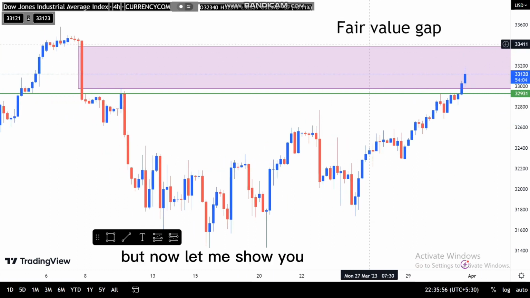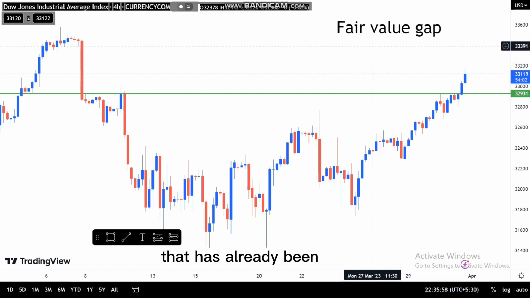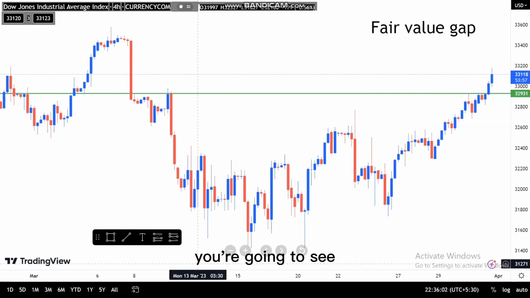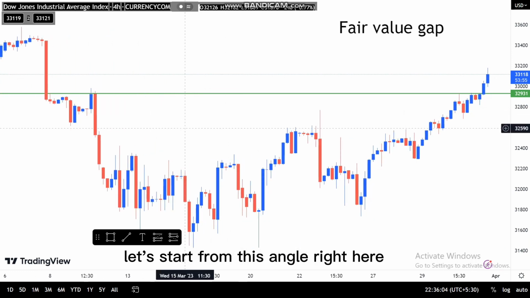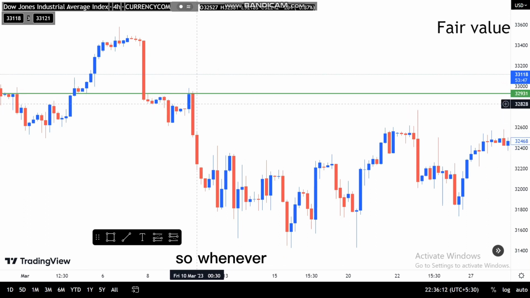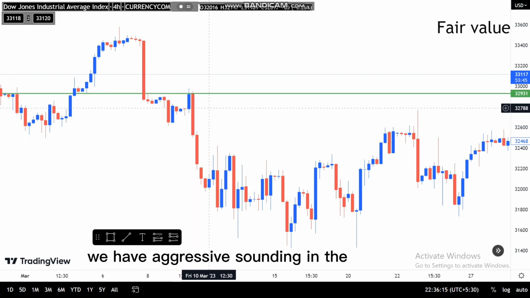But now let me show you a fair value gap that has already been filled. So guys, when I zoom back here, you're going to see. Let's start from this angle right here. When you see this massive drop, guys, look at this massive drop. We have 1, 2, 3 candles. So remember, we have aggressive selling in the market, guys.